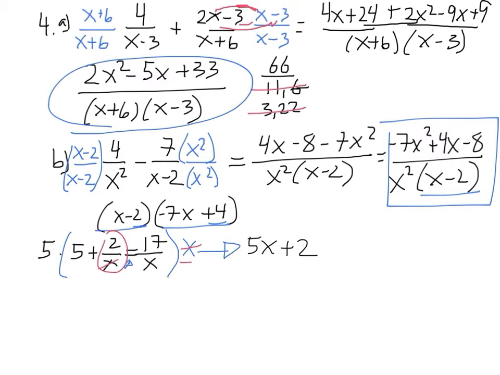And the same thing will happen when I multiply 17 over x by x. The x cancels out. So this will be equal to 17. Take away 2 from both sides. 5x equals 15. x equals 3.